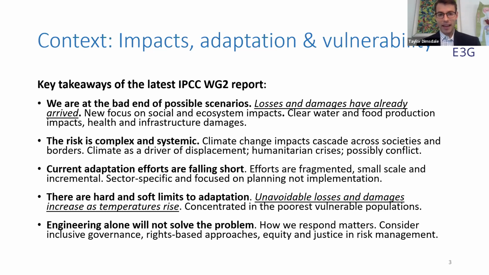It is happening today. There's a new focus in the latest report on the social impacts and ecosystem impacts. There are clear links with water and food production, but also health, as Maria pointed out, and then infrastructure damage, of course. The risk is complex and systemic. So it's not just that the hurricane hits and there's the immediate aftermath of that. This is a risk that cascades across societies in really complex ways.